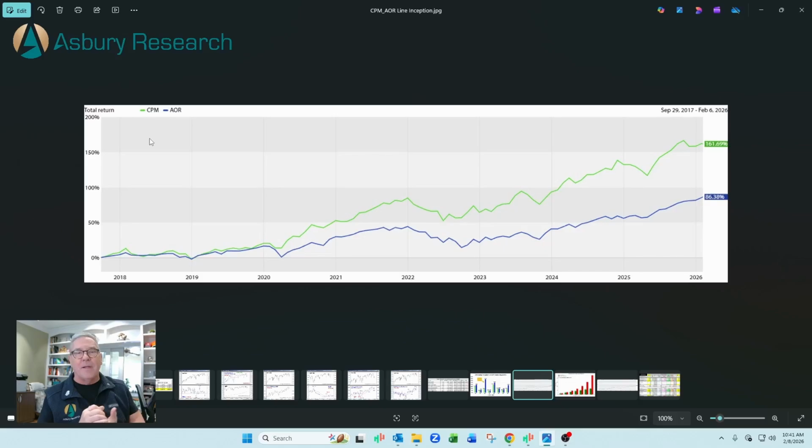The CPM is a dynamically protected portfolio. The CPM changes when the market changes. So right now we want to be risk off. Anyway, this is what the chart looks like going back to inception for us, which is Q4 of 2017. And you can see just how much better the CPM has performed than that AOR ETF, which is the 60-40 portfolio. CPM basically stays with the market with less risk.